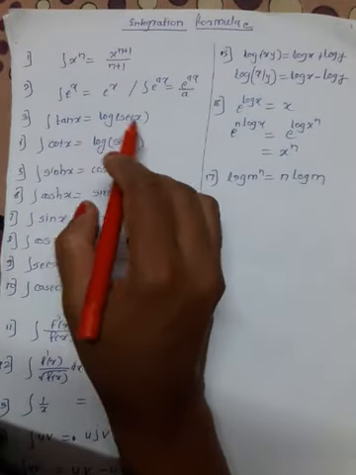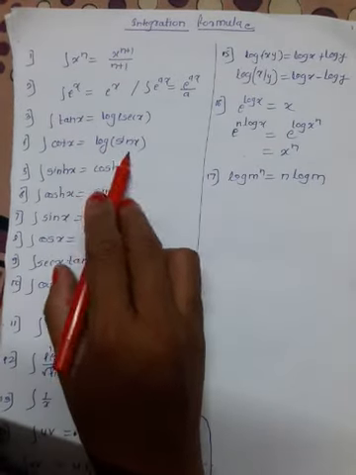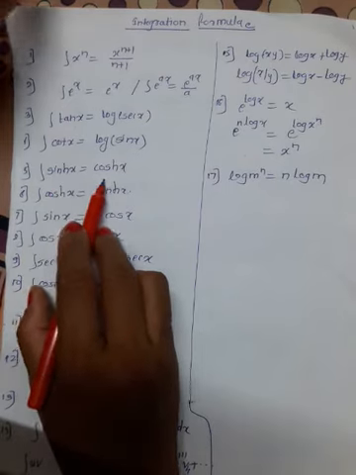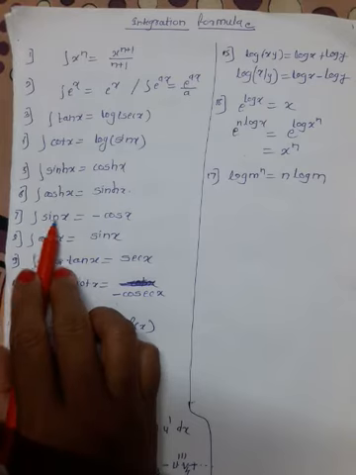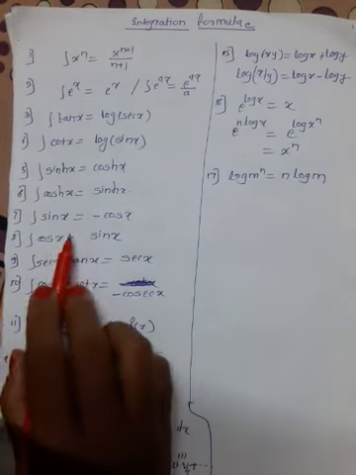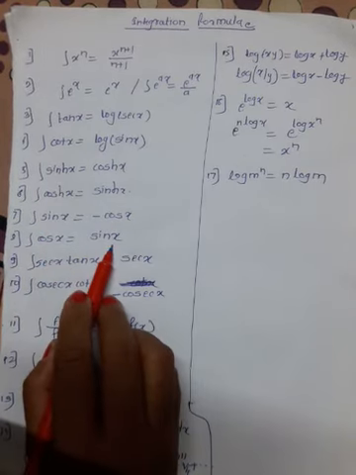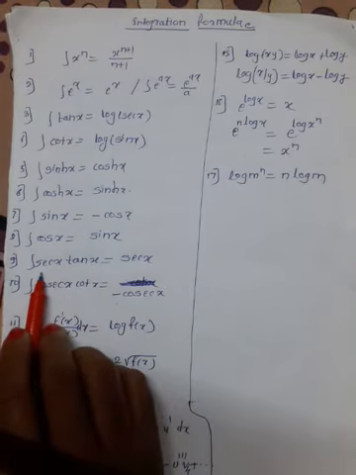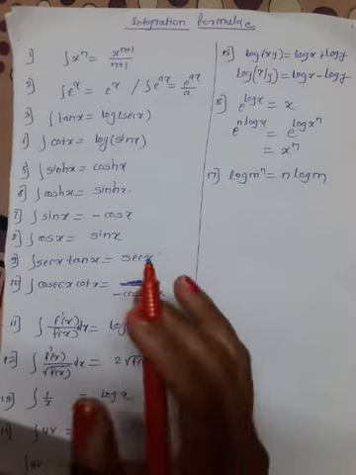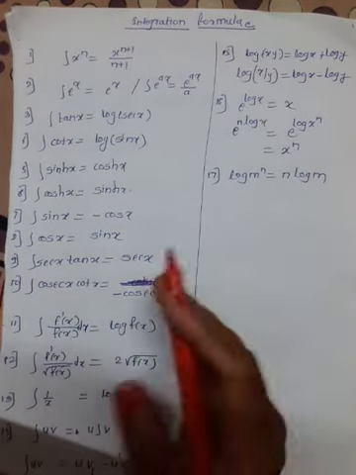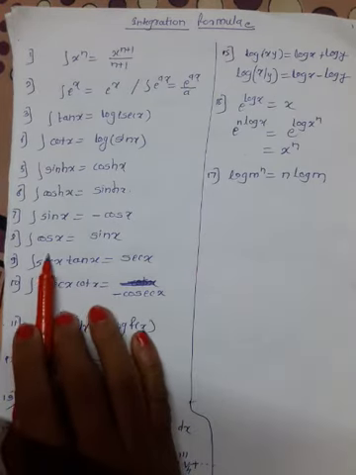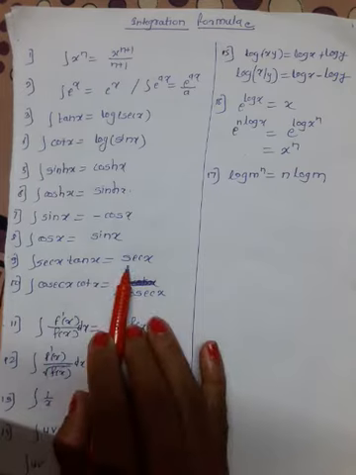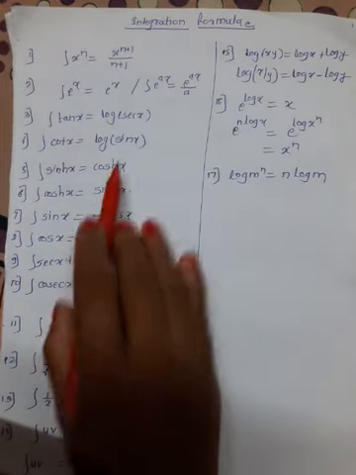The integration of tan x is log of sec x, the integration of cot x is log of sin x, the integration of sin hyperbolic is cos hyperbolic, the integration of cos hyperbolic is sin hyperbolic, the integration of sin is minus cos, and the integration of cos is plus sin. Integration and derivative are reverse processes, that's why the plus and minus signs follow that process. Now the integration of sec x tan x is sec x, because these are the derivatives of these terms.